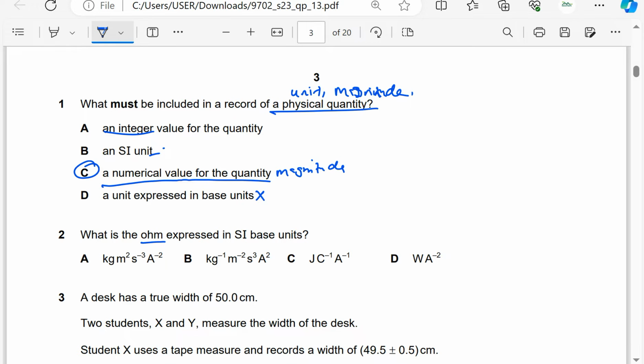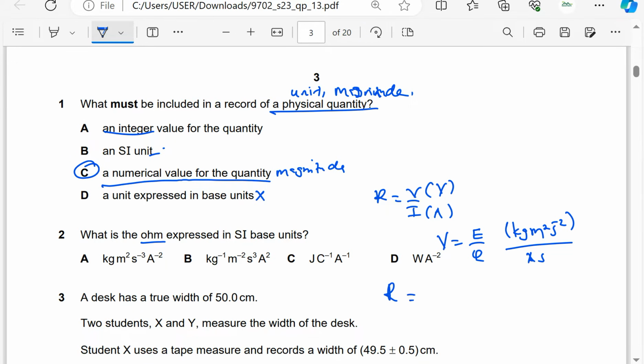Remember, the ohm is the unit for resistance. So I have resistance is equal to V over I. V is in volts. I is in amperes. And remember, V is energy per unit charge, where energy is force times distance, that is kilogram meters squared per second squared, divided by charge. Charge is IT, which is ampere seconds. So it means the units for V will be kilogram meters squared s^-2 divided by s becomes s^-3, and 1 over A becomes A^-1.